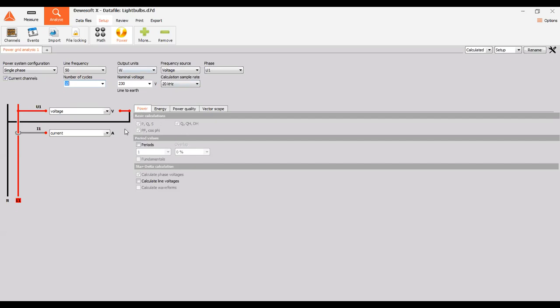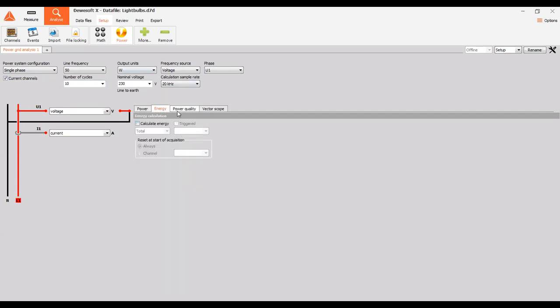Then we have basic calculations, which will always be calculated, like P, Q, S, power factor, cosine phi, and the distortion values also. And then we can add period values with 1, 1.5, 2, or 4 with a given overlap. Also added for the fundamentals. With a three-phase system, we can also calculate the waveforms, the line voltages, and so on. We can add energy calculation, negative or positive.